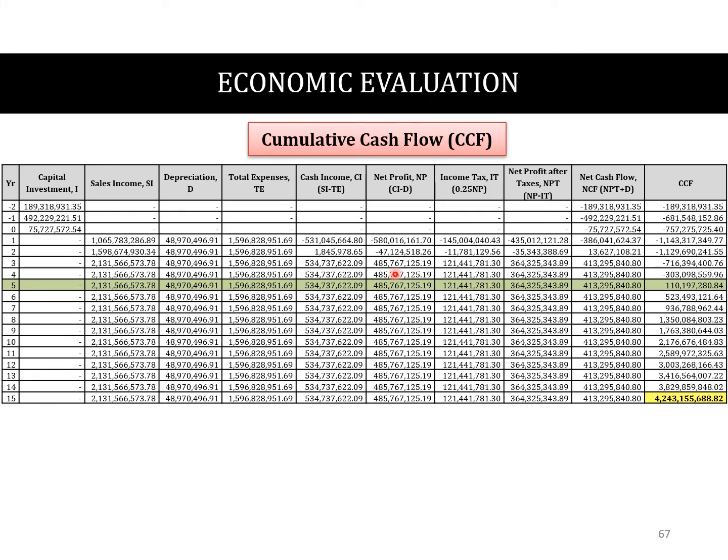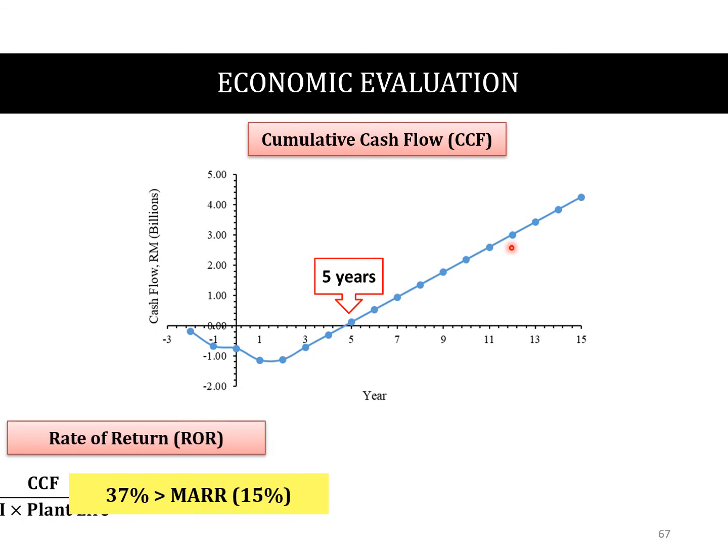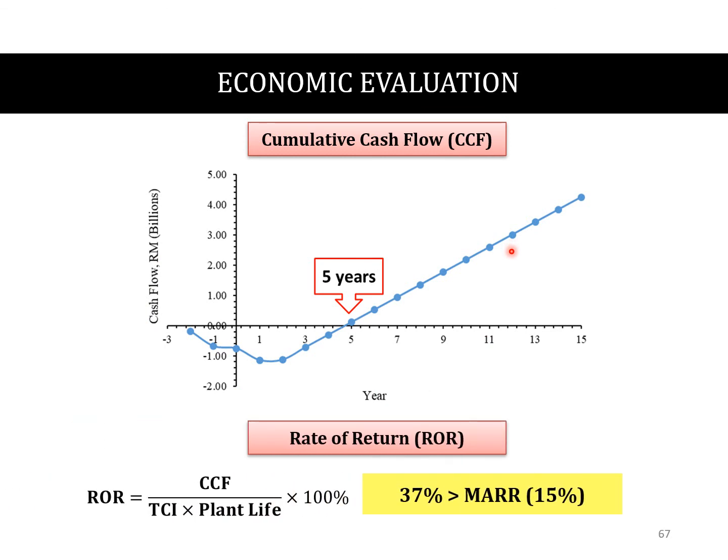Here is the cumulative cash flow table, and as we can see, the cumulative cash flow for this project is about 4.2 billion ringgit Malaysia, and the payback period is 5 years, as we can see from this cash flow diagram. The rate of return, the ROR, can be calculated by using this formula, and the ROR for this project is 37%, which is greater than the MARR at 15%. So this project is a profitable project.